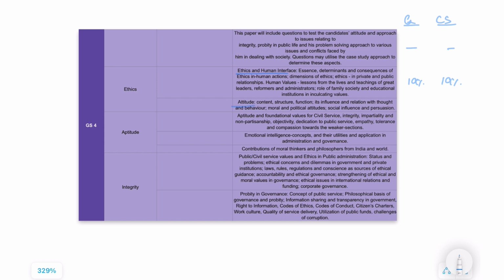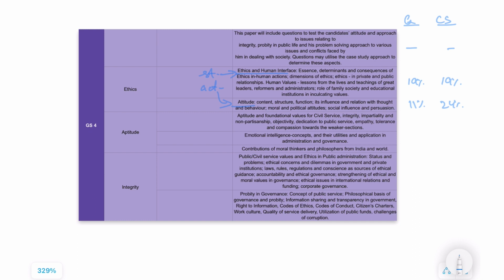Then the second part you have is attitude. So here is how you respond to things. What's your ethical response? So this was your values, and this is values in action. So this is static, this is in action. This is 11% for questions, 24% for case studies.